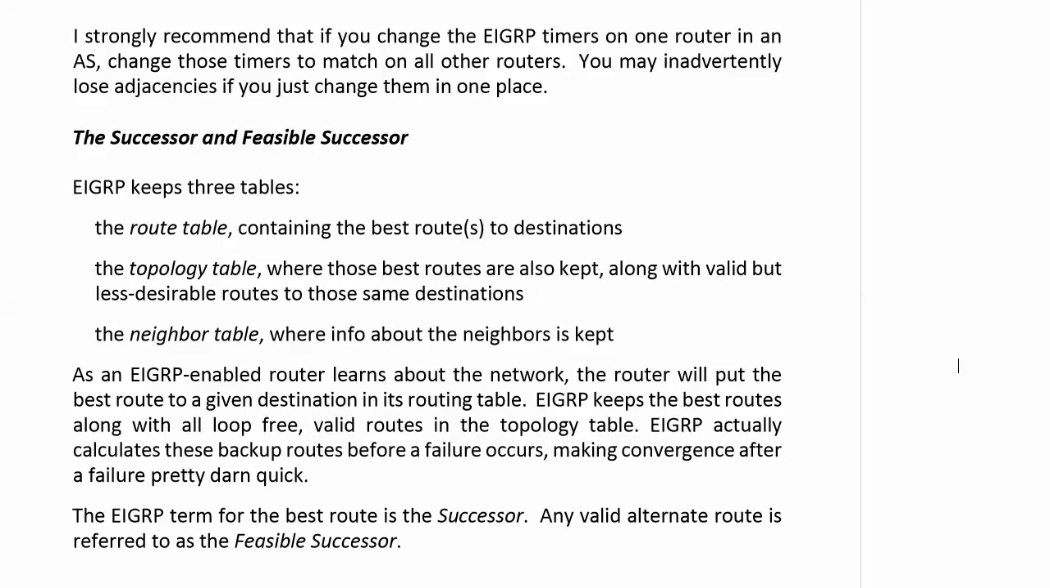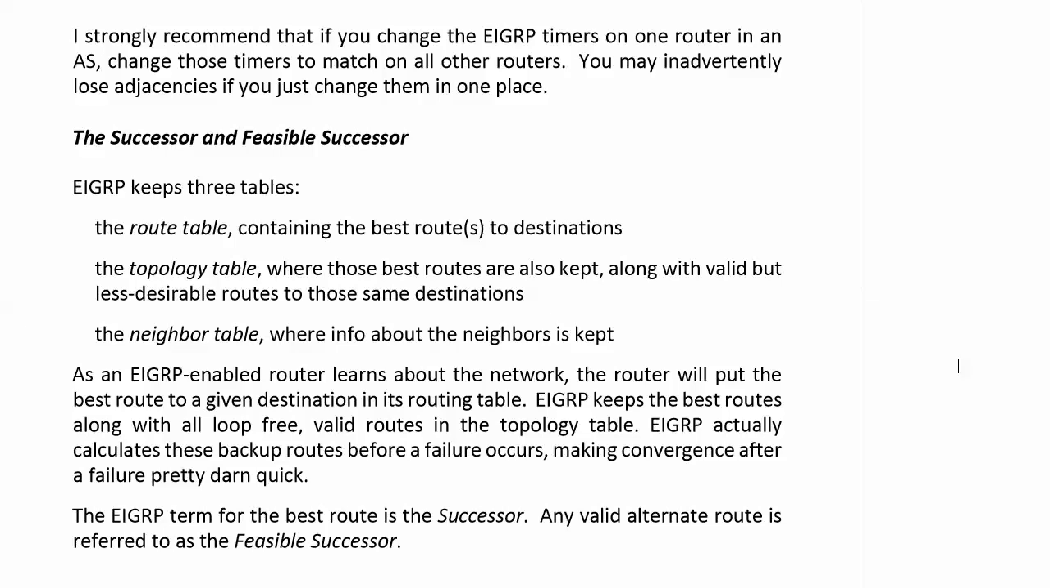Now about those other routes, those backup routes, EIGRP calculates those routes before a failure occurs. We love that. We lose a route and we go, hey, we've got another one in the topology table, let's just stick that in there. And that makes convergence after a failure with EIGRP just lightning fast. Now, the EIGRP term for the best route is successor. Any valid alternate route is referred to as the feasible successor.